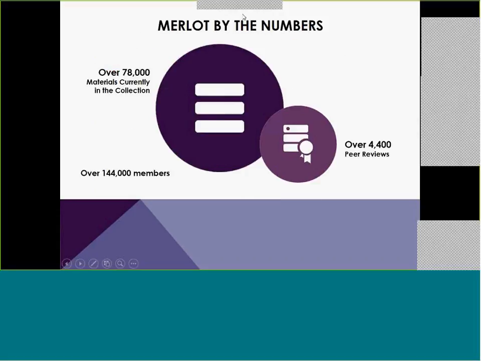Okay, so by the numbers, right now we have over 78,000 materials in the collection. Over 4,400 of those are peer-reviewed. Now that's a fairly small percentage, but it's a lot to get a peer review done, and we're always looking for peer reviewers. Also, many of the materials don't get peer reviewed. We'll talk a little bit more about the peer review in a few minutes.